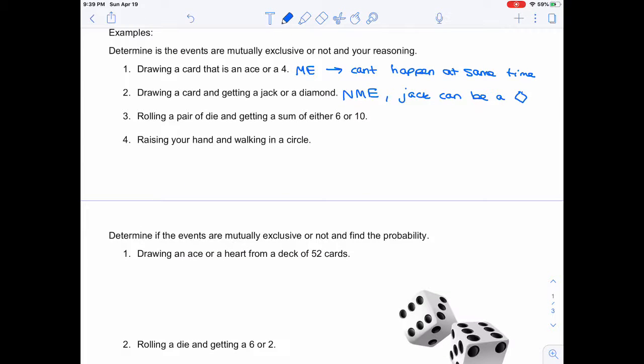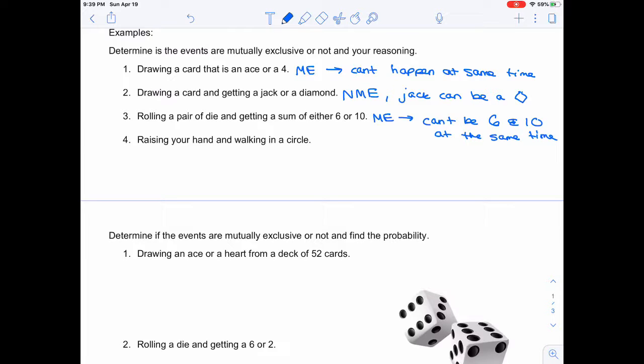All right, we got rolling a pair of dice and getting a sum of either 6 or 10. That can't happen at the same time. There's no way to roll two numbers and get two different sums. There's only one sum. So you could write there's only one sum, or you could just write, oops, can't be 6 and 10. And I should say at the same time.